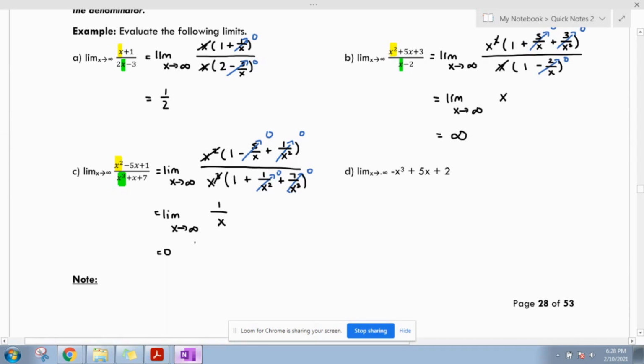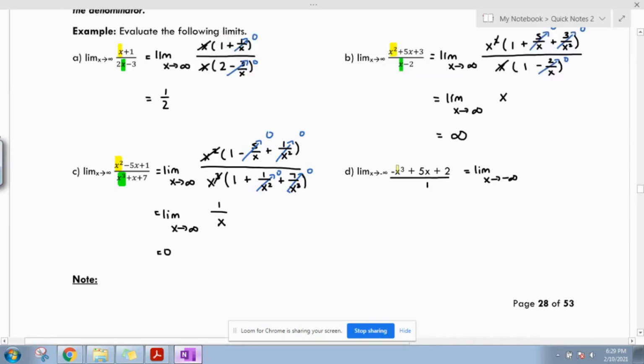Alrighties. Let's take a look at the last example, which is the limit as x approaches negative infinity for negative x cubed plus 5x plus 2. Now you might be looking at this and going, well, miss, this isn't a rational function. So how am I supposed to do this? Technically, you can turn almost any function into a rational function by making it over 1. So I'm going to do exactly that for you. So now what I have is the limit as x approaches negative infinity of negative x cubed plus 5x plus 2 all over 1. So we're going to go through the same process again.